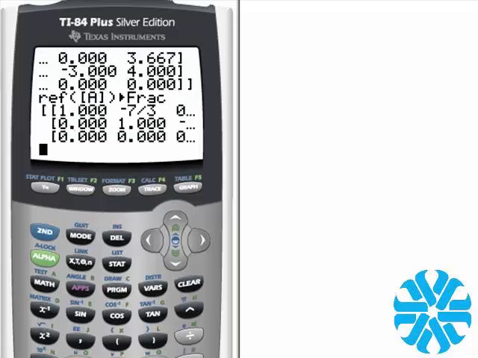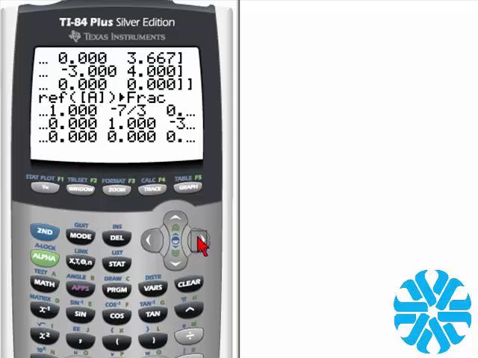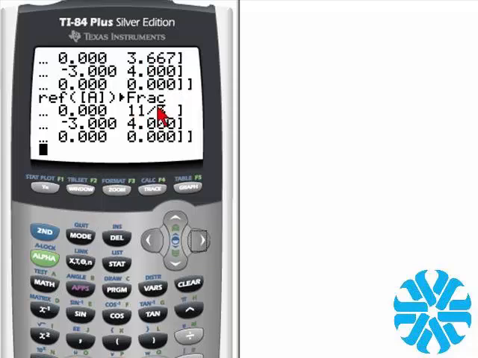And now notice it took the decimal and converted it to a fraction. So let's look at this value here, the 3.667. Let's move over. And that converted it to 11/3, because this is 3 2/3, which would be 11/3. So these are the exact values. It's better to have that.